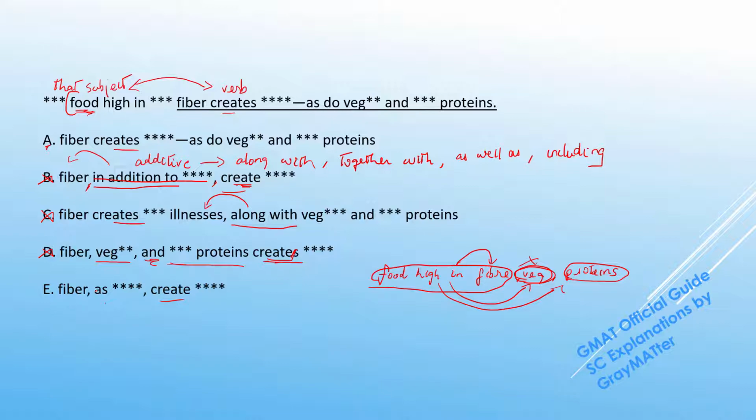Now in E, we have this construction between commas, which means this can be read around. This will not make the subject plural. So the subject will still be singular food and the verb is plural create, and that is subject-verb disagreement. E goes off. This leaves us with the right answer choice, A for alpha.